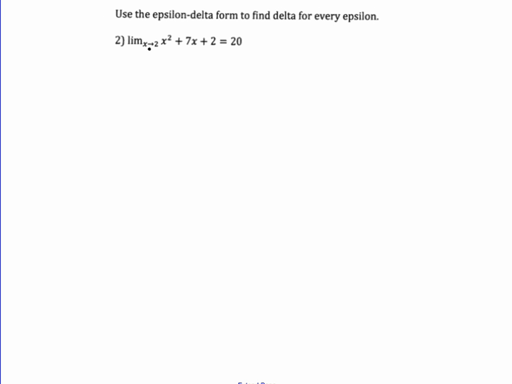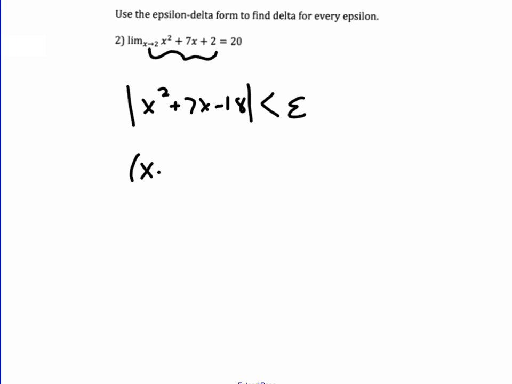This is like what we've been doing the past couple days. So again, we take a look and we get this thing and subtract our 20 from both sides. So we get absolute value bars around x squared plus 7x minus 18 on each side. And we set that thing less than our epsilon. So now what we do is we keep simplifying the inside of our absolute value bars as much as possible. So we need two numbers that multiply to be negative 18 but add to 7. So we get x plus 9 and x minus 2.